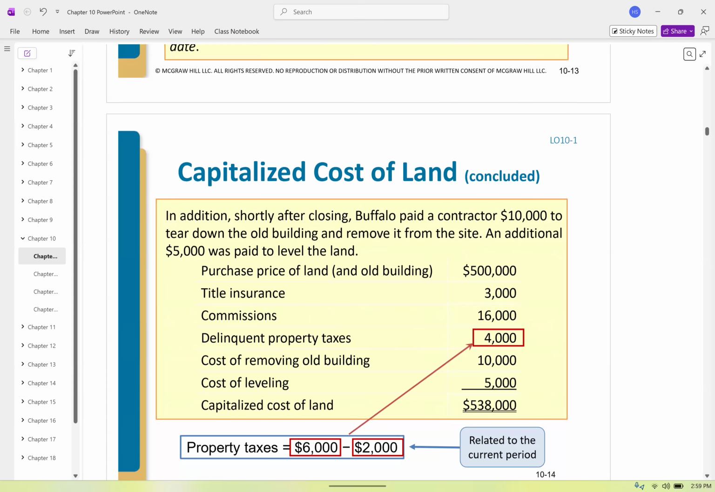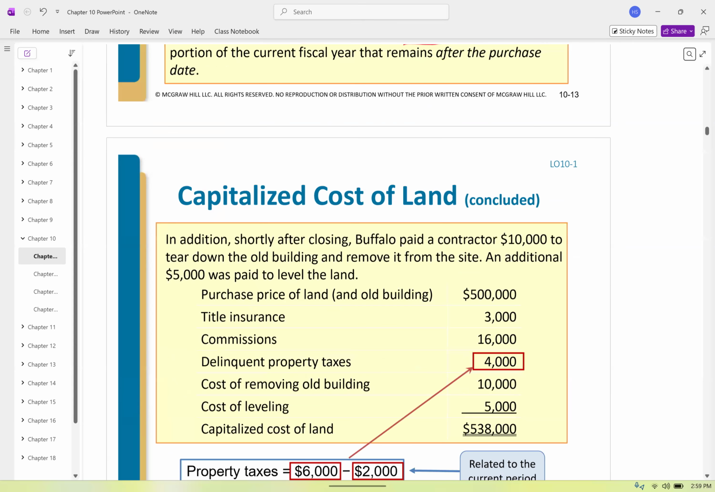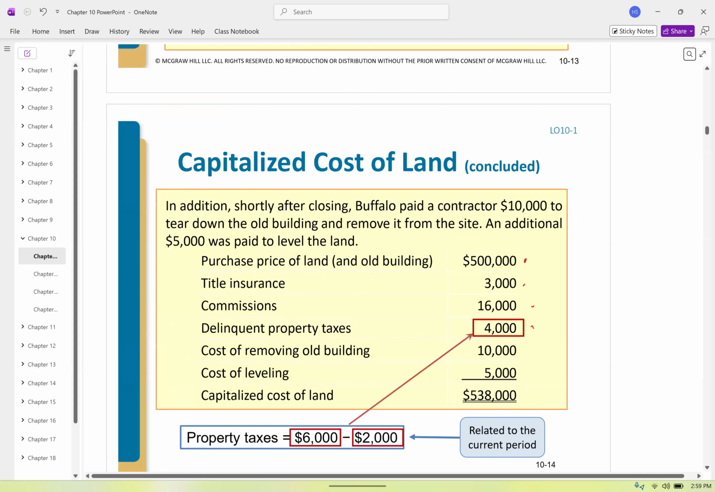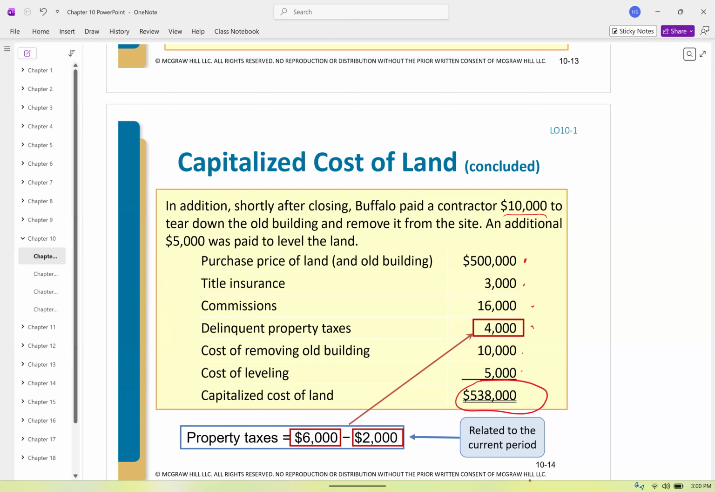Okay, so then before we read any more, let's go ahead and come down here. We've got their purchase price, title insurance, commissions, delinquent property taxes, which was the 6 minus the 2, and then removing the old building. That's right here. Okay, so Buffalo paid a contractor $10,000 to tear down the old building and remove it from the site. An additional $5,000 was paid to level the land. Both of those are included in the cost of the land. So our cost of our land is $538,000.